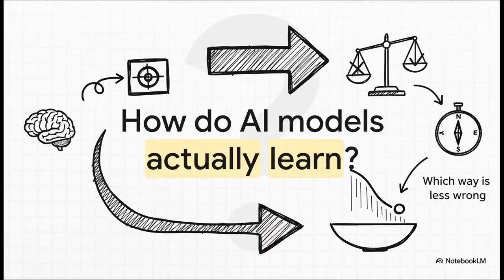All right, so let's get right to it. How do AI models actually learn? I mean, what does that even mean? At its heart, learning is just about minimizing how wrong you are. The model makes a guess, it sees how wrong it was, and then it tries to make a slightly less wrong guess next time. The big question, though, is how does it know which direction is less wrong?